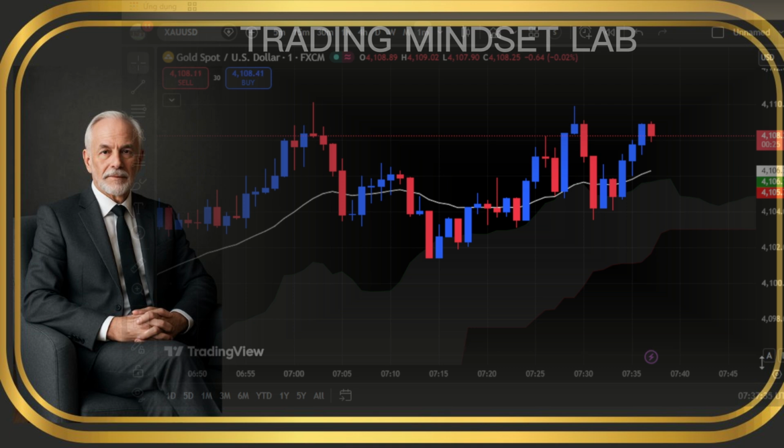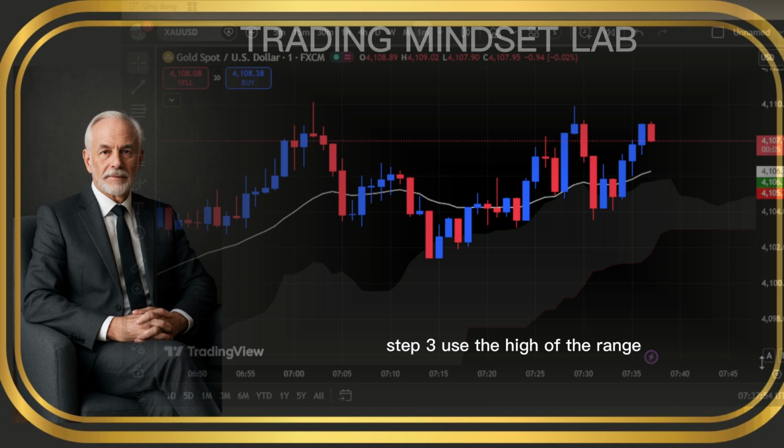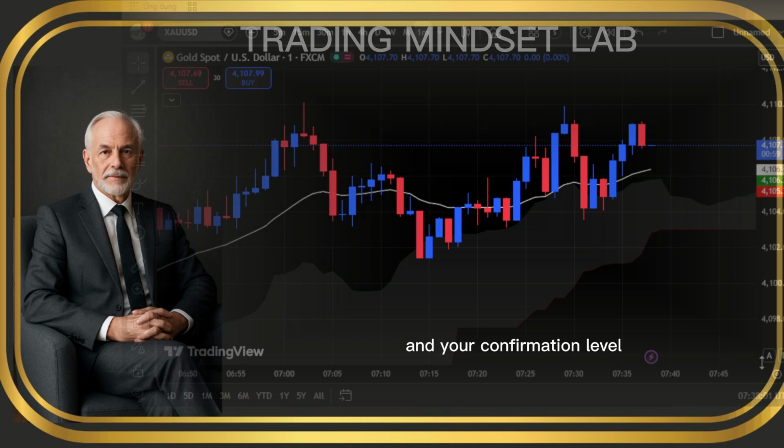Step 2. When you spot a sharp breakdown below a defined range followed by an equally sharp reclaim within a few candles, don't panic sell into that move. Treat it as a potential setup and immediately check the volume signature I just walked you through before acting on it. Step 3. Use the high of the range, the automatic rally high in an accumulation setup, as your first profit target and your confirmation level.